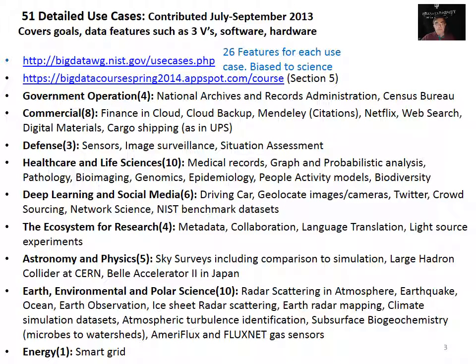First, we see the 51 use cases with 26 features for every use. Remember, we discussed those 26 features. These are all defined here at this website, and there's also a very complete discussion of them in my earlier course. We will not repeat this complete discussion because that went through every one of the 51. Here we'll just go through a few of them to illustrate some key features.